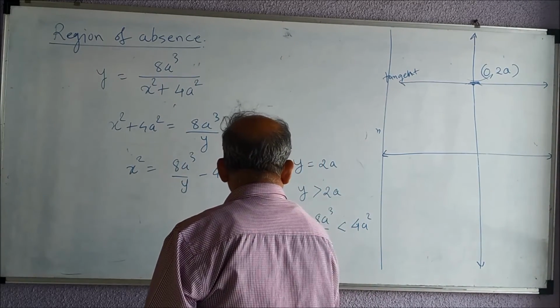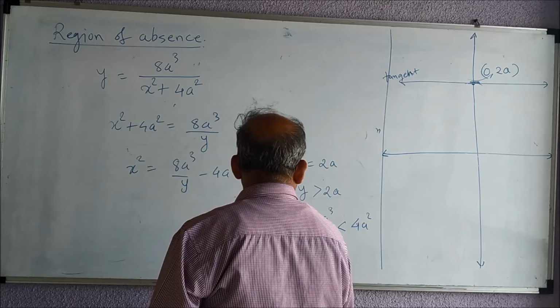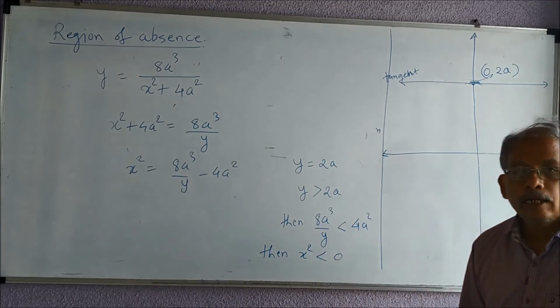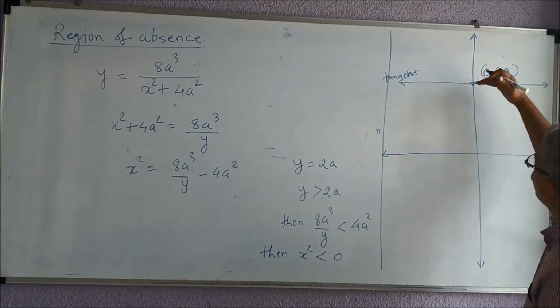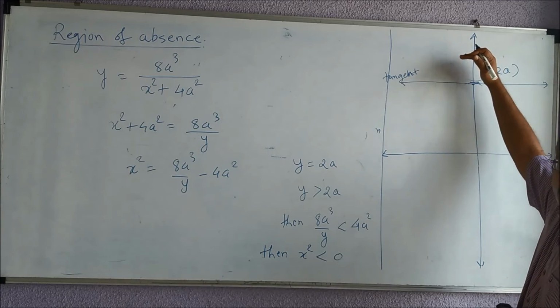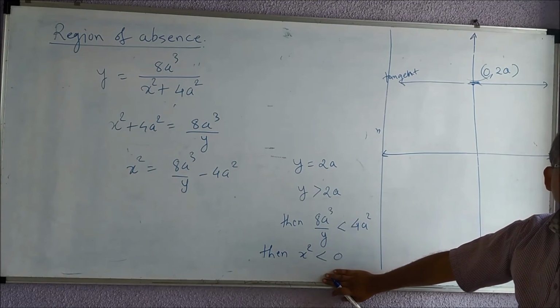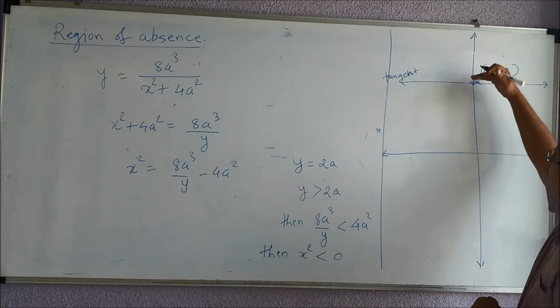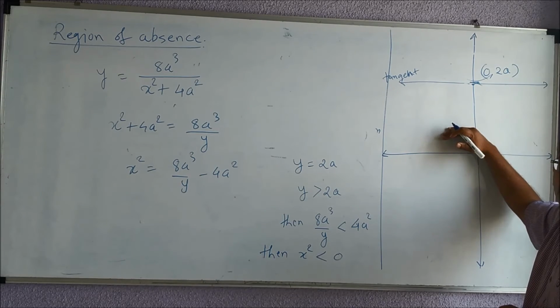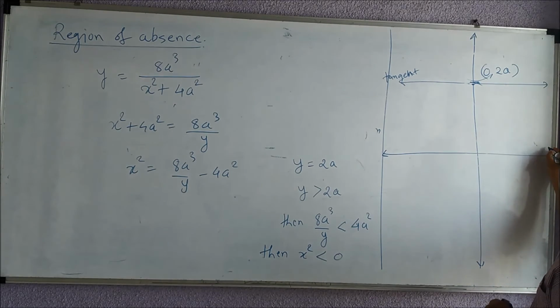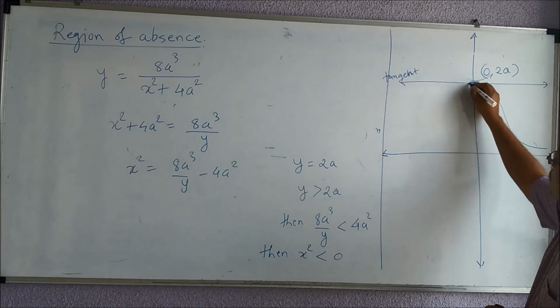Then x square is less than 0. That means as you go above this line, as y is greater than 2a, your x square is less than 0. So values of x are imaginary, and therefore the curve exists below this line, right? And therefore this is the only picture that we can draw for this curve.